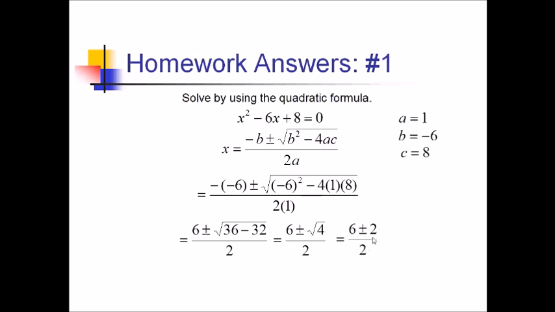So I'll do the negative part first. We've got 6 minus 2, which is 4 over 2. And that can be reduced to just 2. So that's one of our answers. And then we also have 6 plus 2, which is 8 all over 2, which can be reduced to 4.